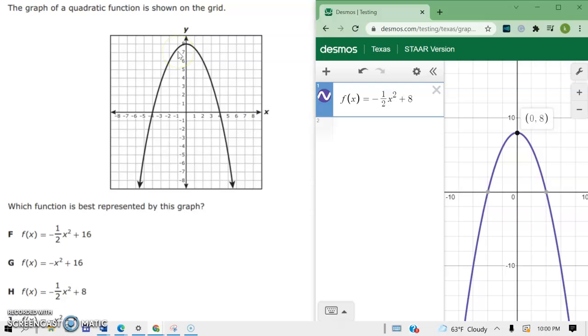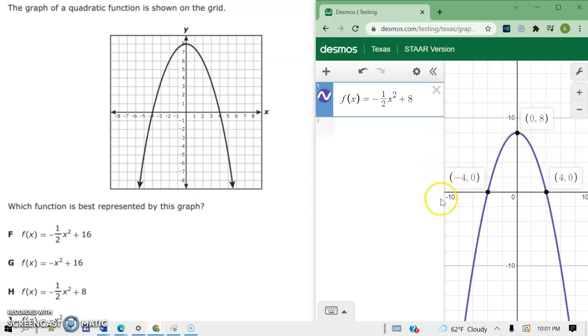Let's just look at two other numbers, which are the x-intercepts or the zeros. So this one right here is a negative 4. And we're just going to click here. It's a negative 4. And then this one, it is a positive 4. Click there and it is a positive 4.